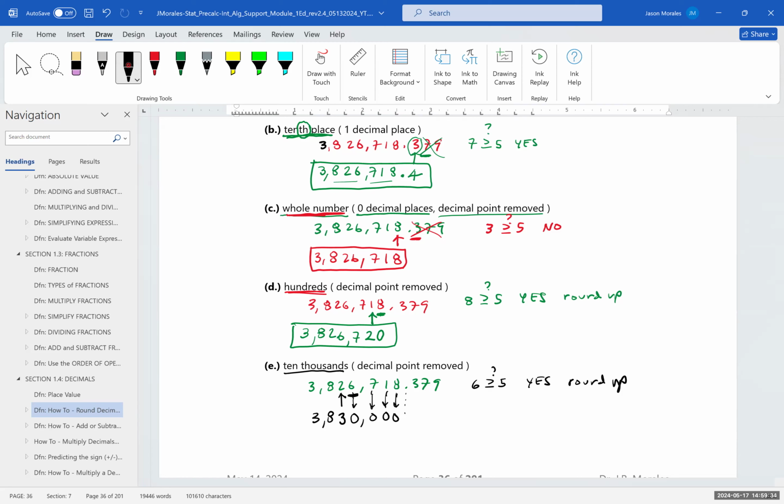So 3,826,718 and 379 thousandths when rounded to the 10,000s decimal place would look like this: 3,830,000. That's it.